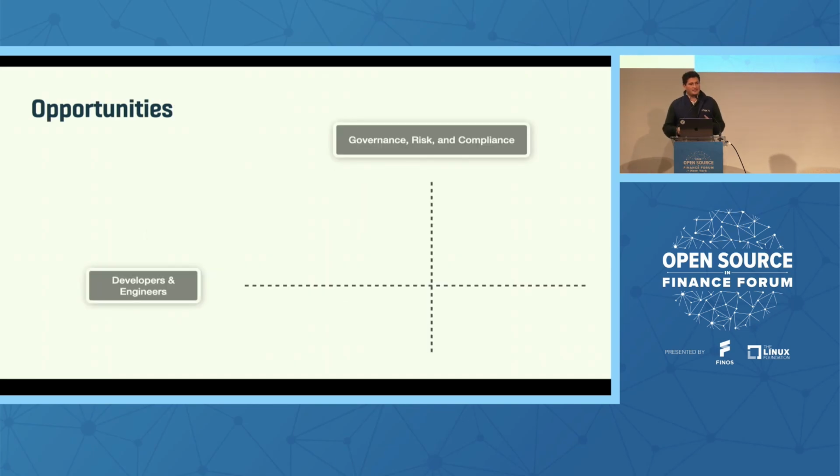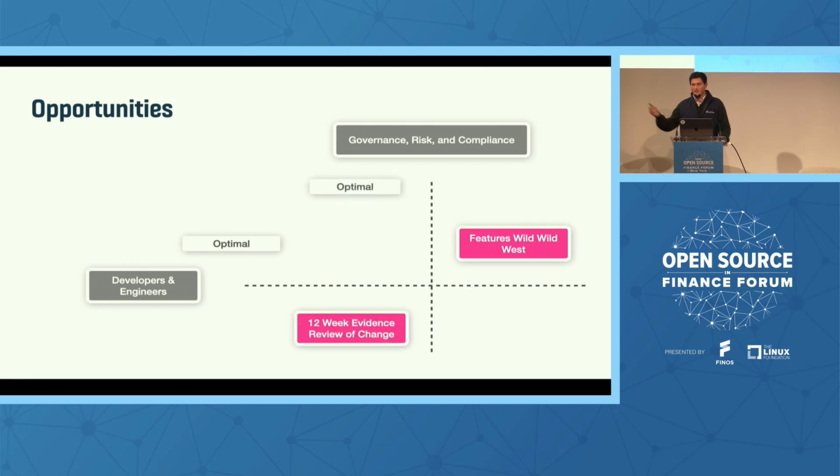So breaking it down, when we talk about this enforcement and some of the reasons why it works, actually game theory helps to explain it. And that is that the optimal situation for a developer is that they can develop features in the wild, wild west. And the optimal environment for governance, risk, and compliance is that they have that 12-week evidence review before the change, right? Then the not optimal situation is vice versa, right? So for developers, the 12-week review is not optimal, and then for the risk and compliance group, the wild, wild west is obviously the least optimal situation.